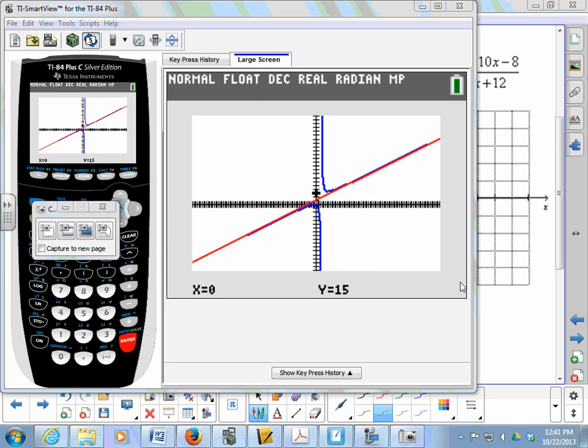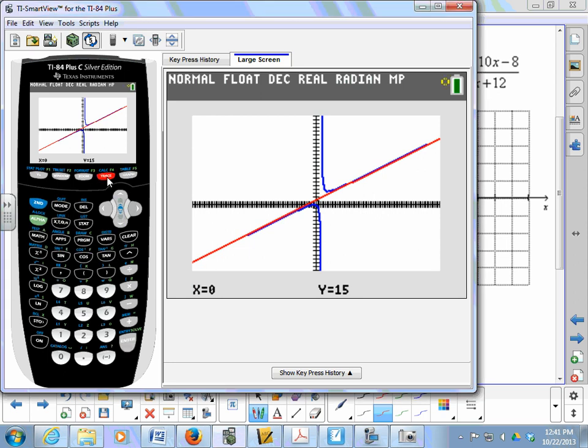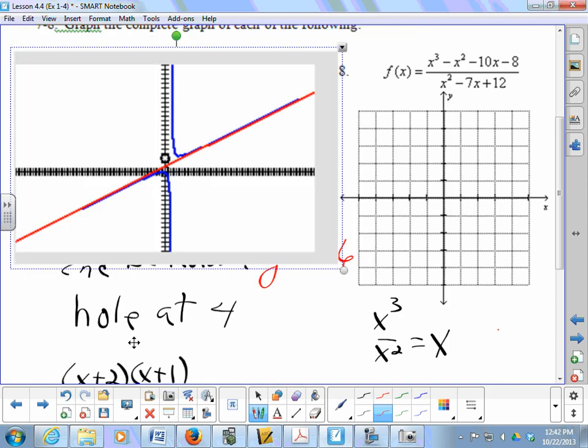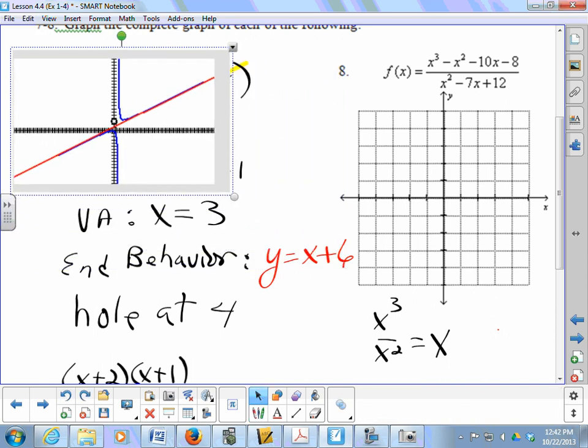Now, one thing is though, we said we had a hole somewhere, right? Where was it at? All right, the hole's at 4, so if I hit trace, put in 4 and enter, we get nothing. How do I know where that hole is exactly? Right, but where do I know it's an exact point? This hole is an exact point. Where is it exactly? So if I wanted to graph it myself, where would I put that hole?